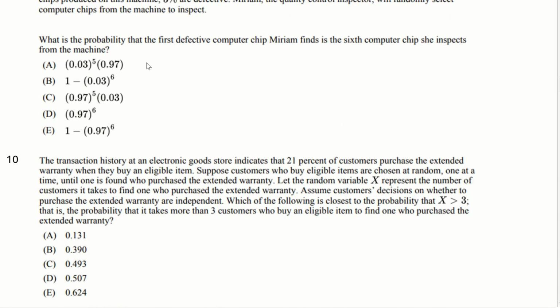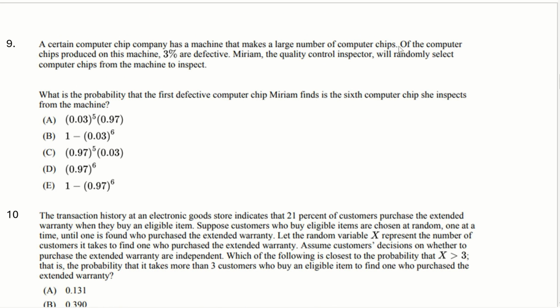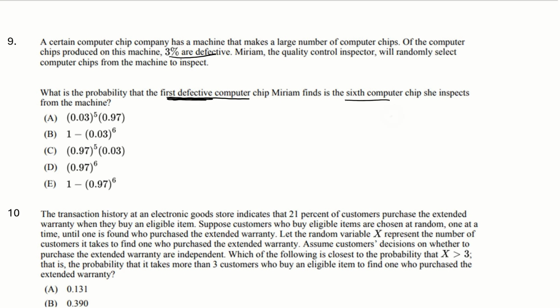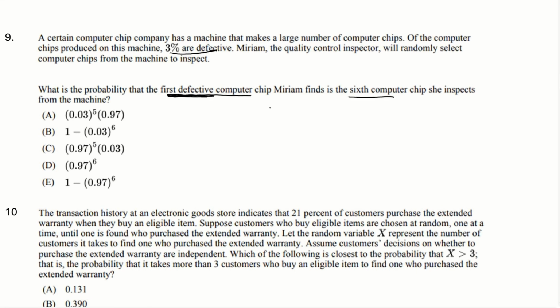All right, number 9, a certain computer chip company has a machine that makes a large number of computer chips. Of the chips produced on this machine, 3% are defective. Miriam, the quality control inspector, will randomly select computer chips from the machine to inspect. What is the probability that the first defective computer chip, that sounds like geometric, is found at the 6th computer chip? So yeah, that sounds like a geometric distribution. So we're going to use that, okay?